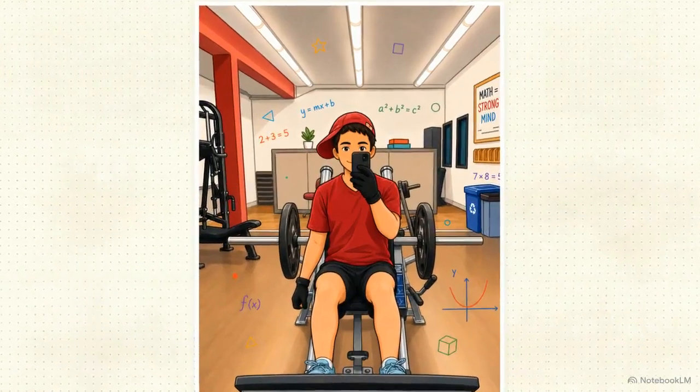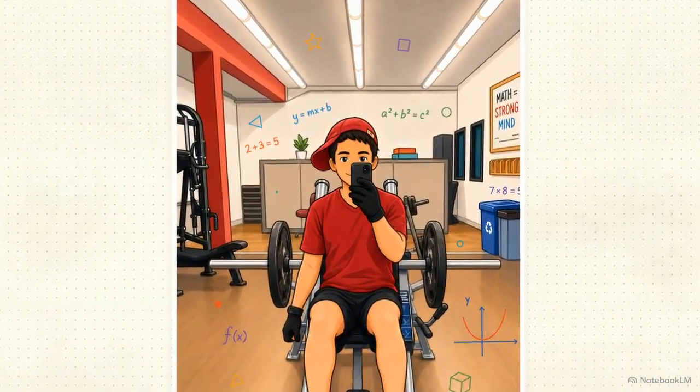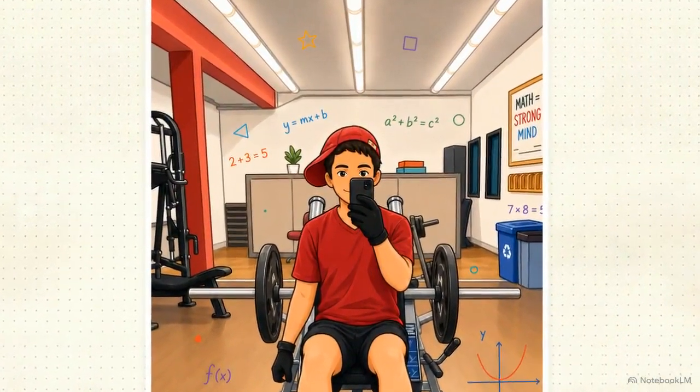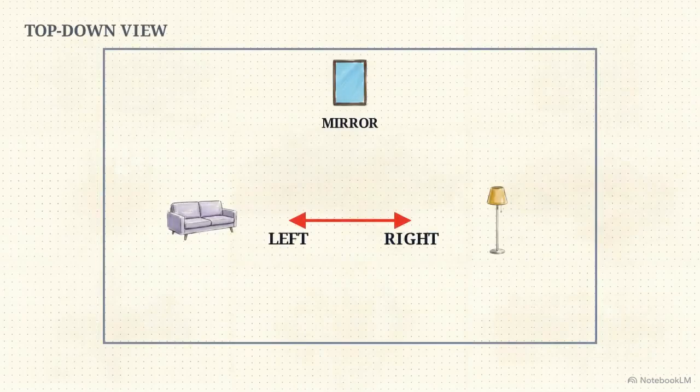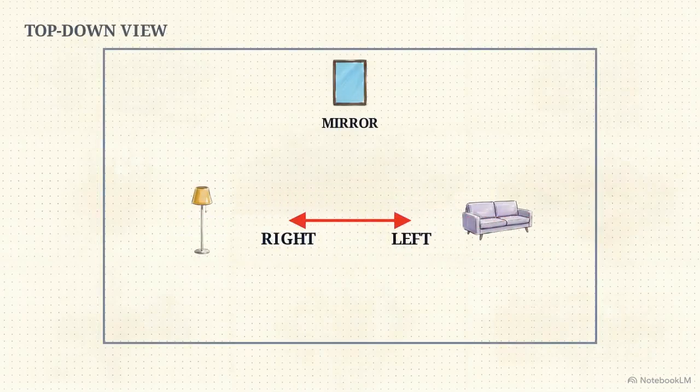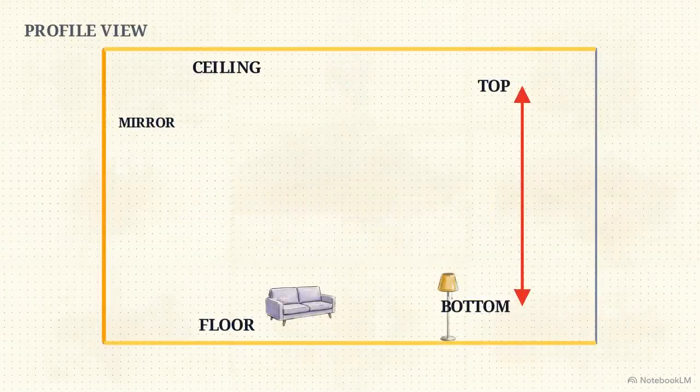Look at this gym selfie. The person in the frame is sitting on a machine, raising their right hand to hold the phone, but the reflection in the mirror appears to be raising its left hand. If the mirror is responsible for flipping horizontal space from left to right, why does the floor stay at the bottom and the ceiling stay at the top?